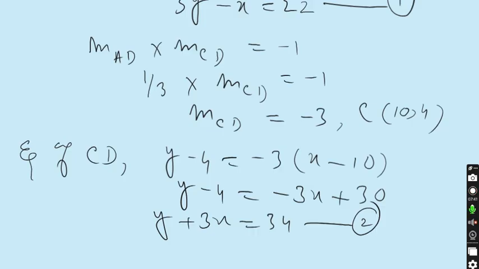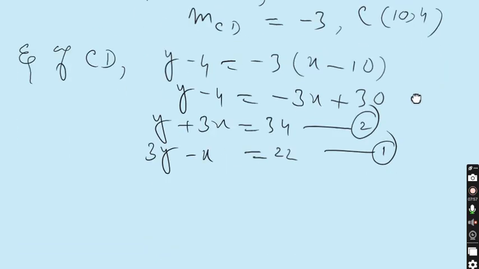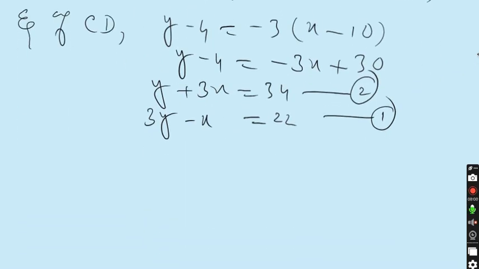So solving simultaneously equation number 1 and equation number 2 to get the coordinates of D. Now what is equation number 1? 3y minus x is equals to 22. This is equation number 1. So I am using elimination method. What does elimination method say?